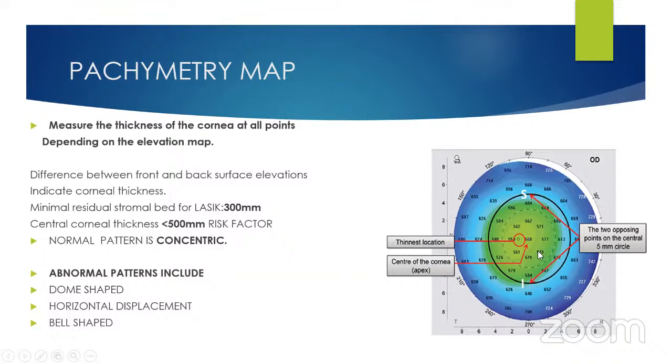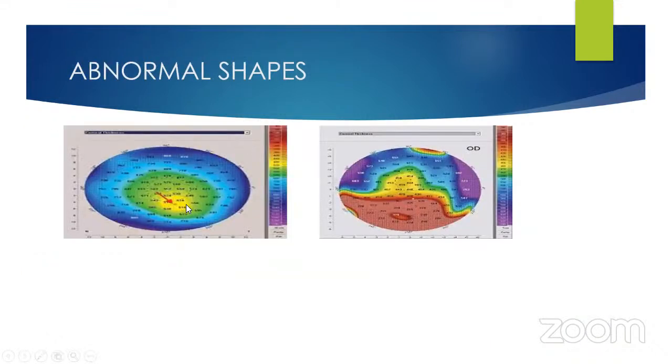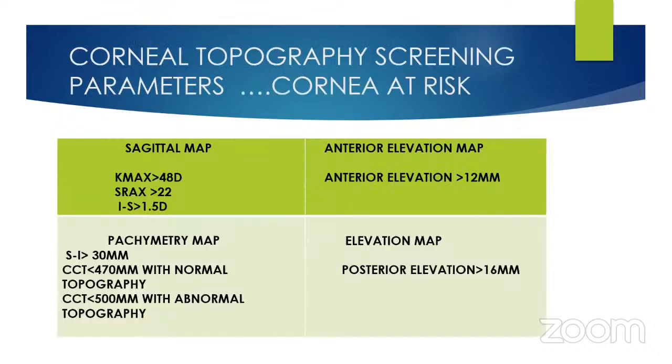A normal pattern seen in the pachymetry map is concentric. Abnormal patterns include dome-shaped, horizontal displacement, and bell-shaped. This is the abnormal shape. This is horizontally displaced map, and this is bell-shaped map seen in pellucid marginal degeneration.